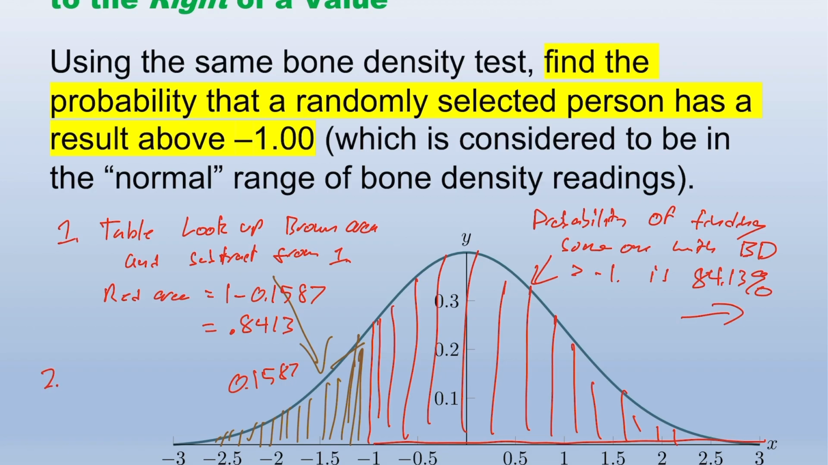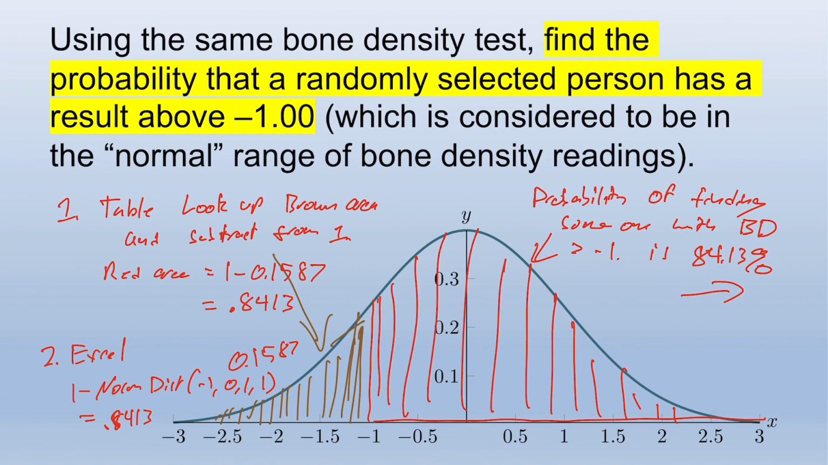So in Excel, 1 minus norm dist of -1, 0, 1, 1 equals 0.8413 also. Okay, great. So that's how I found the probability.